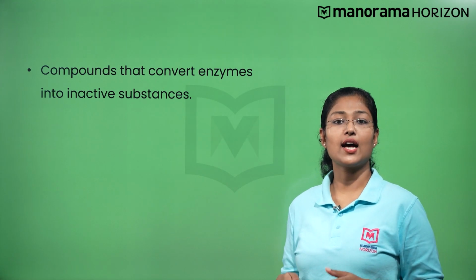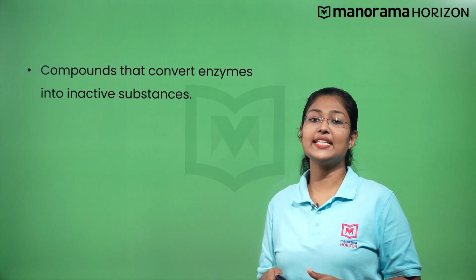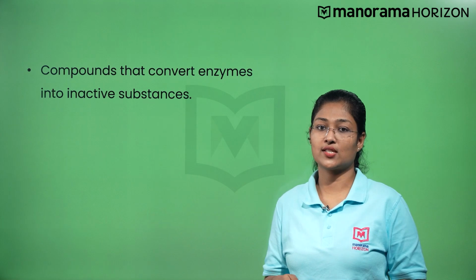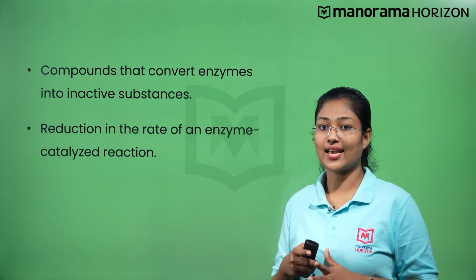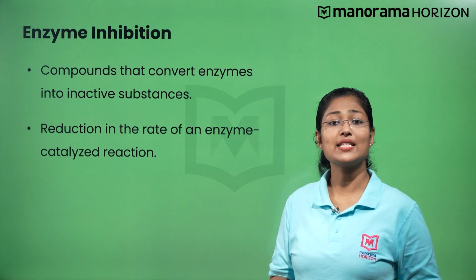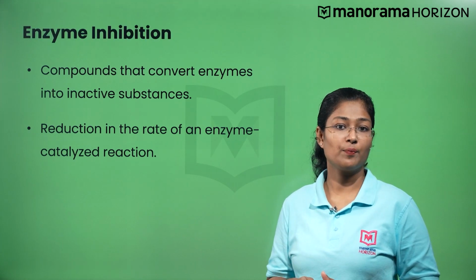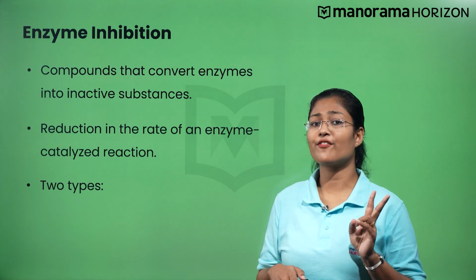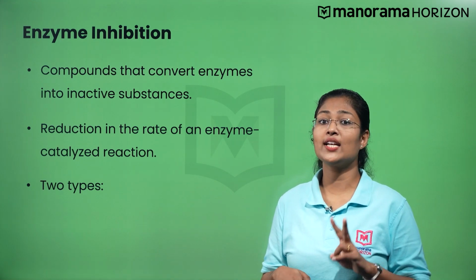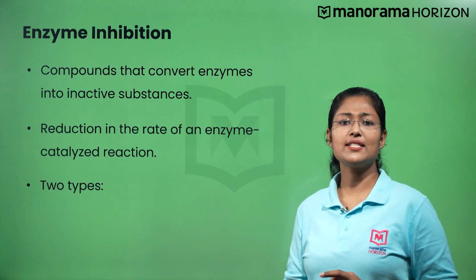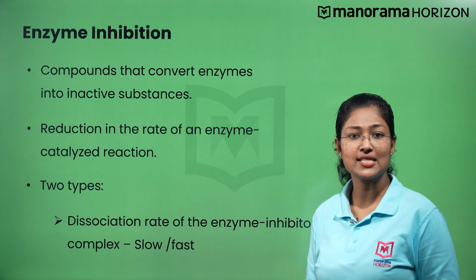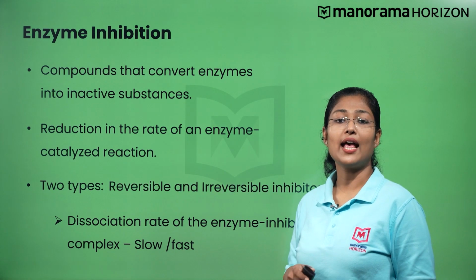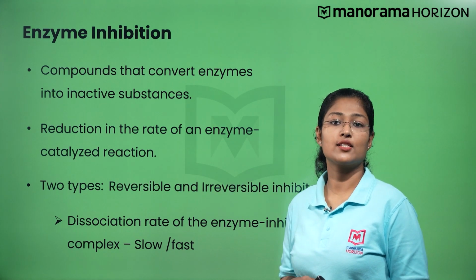Enzyme inhibitors are compounds that convert enzymes into inactive substances and thus reduce the rate of an enzyme catalyzed reaction. This is referred to as enzyme inhibition. So there are two types of enzyme inhibition that are widely recognized. Depending on the dissociation rate of the enzyme inhibitor complex, there are reversible and irreversible inhibitors.